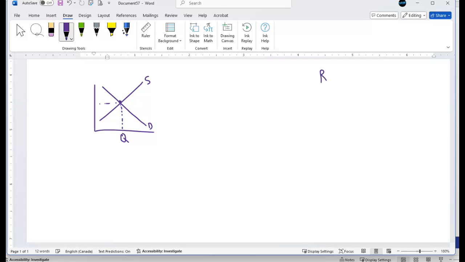So if I have, I'm just going to do this on the page here, a good that is rival, that means that we are either competing for it or we are not competing for it.